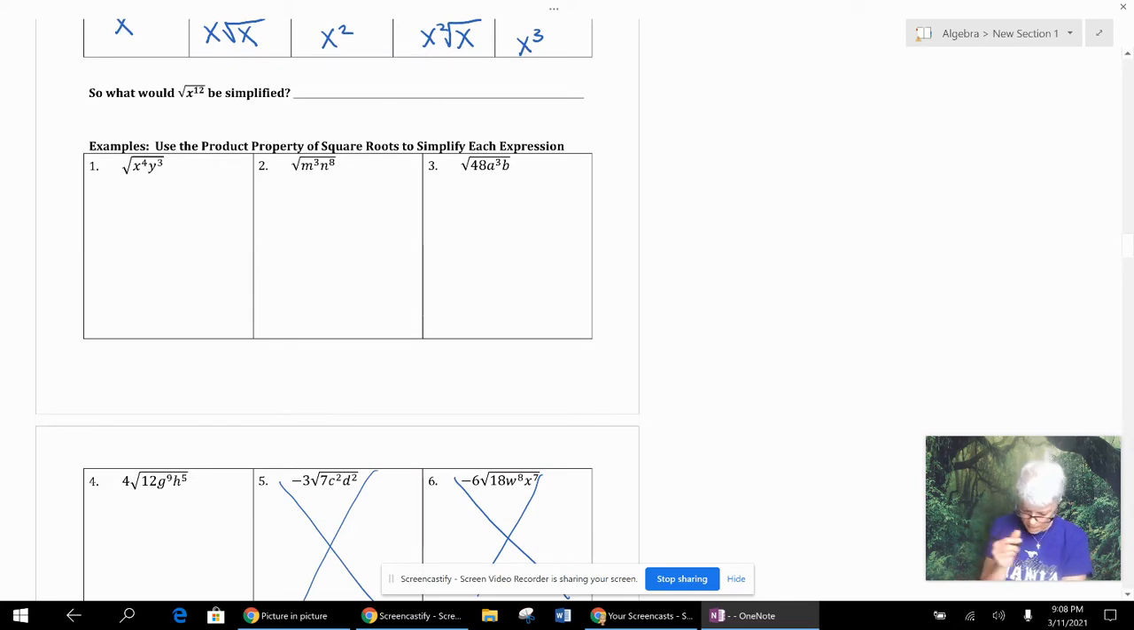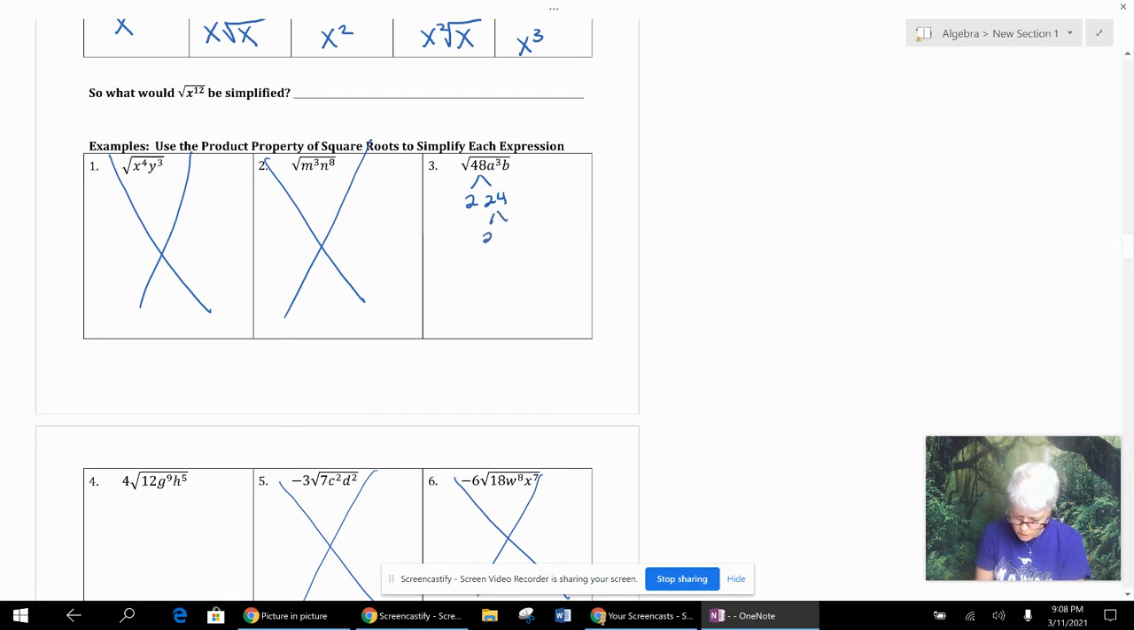Here's another one. In fact, I'm not going to do all of these. Let's skip some. Here's one we're going to do. I'm going to do prime factorization. I have 48, which is 2 times 24, 2 times 12, 2 times 6, 2 times 3. Remember, we're looking for pairs, and we're going to pull those out. I have two 2's here, so I'm going to pull that out. I have two 2's here, so I'm going to pull that out. And the 3 is going to be left inside.